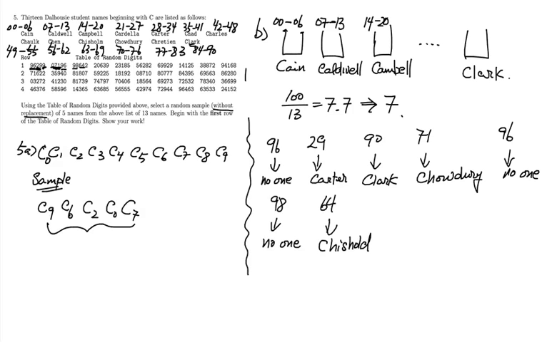And then after 64, we get a 2 and a 2, so we sample 22. And 22 falls into Cardella's bucket, because anything between 21 to 27 is Cardella. So we get Cardella, and Cardella is going to be our 5th student in the sample. Carter, Clark, Chowdhury, Chisholm, and Cardella form a completely random sample chosen from 13 students.